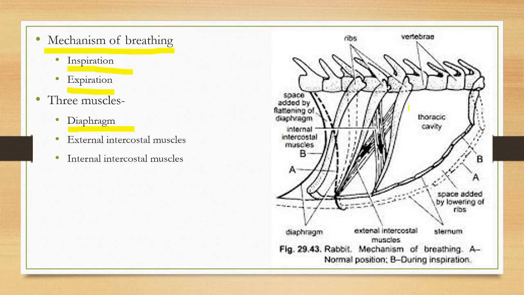So this is the structure of ribs and vertebral column and sternum. You can see this is a vertebral column. These are the ribs. This is the sternum. There are two muscles in between the ribs.